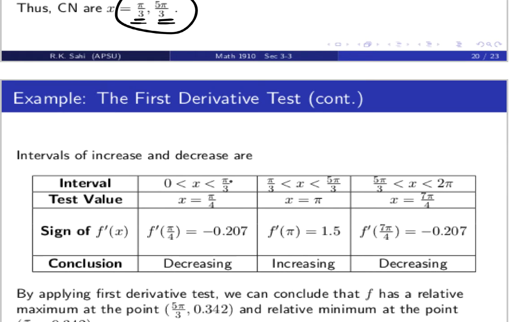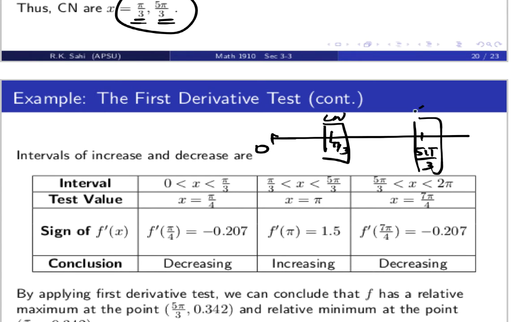You go from 0 to pi thirds, pi thirds to 5 pi thirds, and 5 pi thirds to 2 pi. As usual, I make a nice little number line. The first critical number is pi thirds, starting at 0, 5 pi thirds another critical number, and then 2 pi. So from 0 to pi thirds, that is one test interval. The second test interval is pi thirds to 5 pi thirds, and then 5 pi thirds to 2 pi.